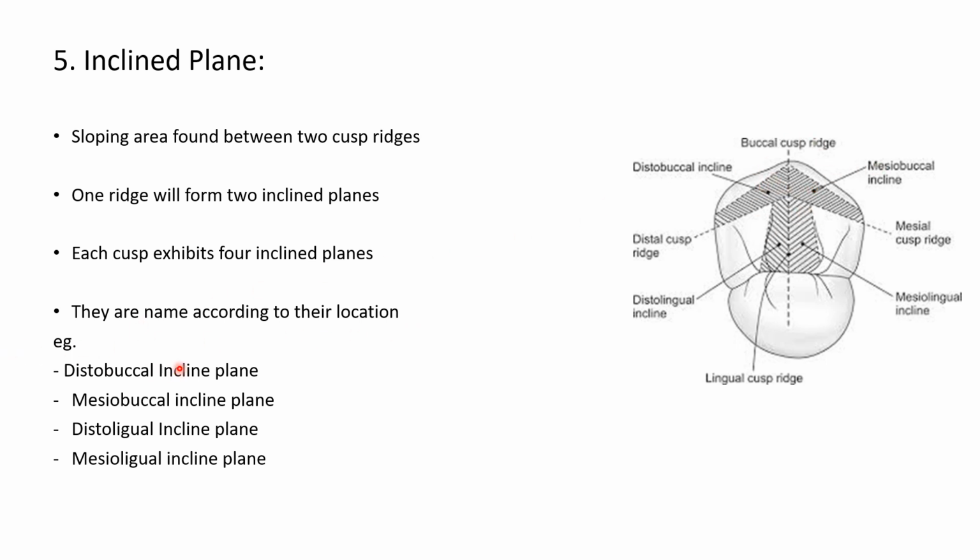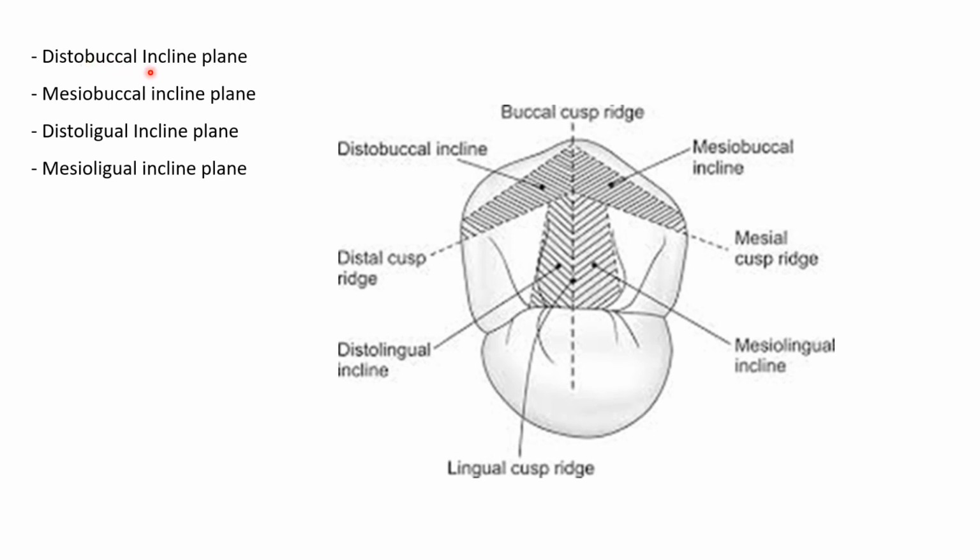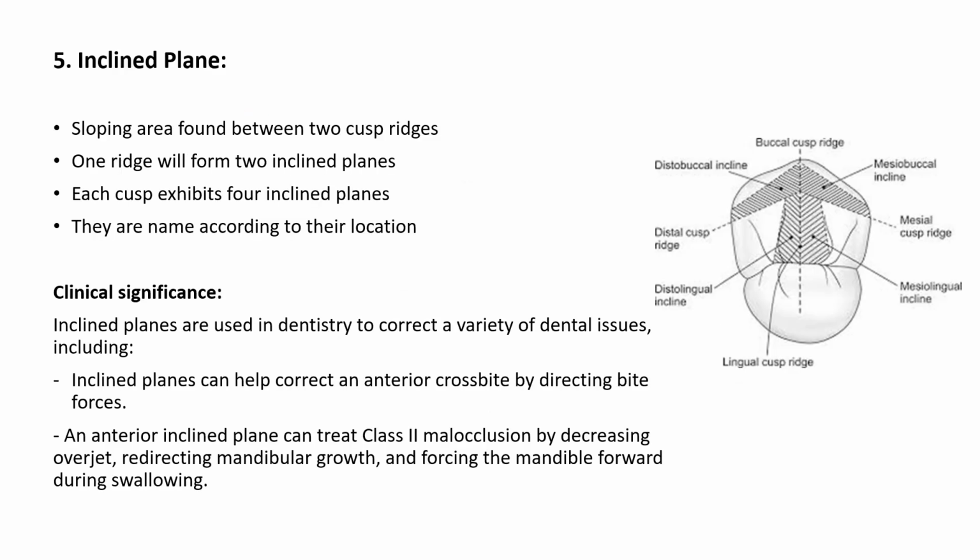Again, the name of this cusp ridge is given according to the location. So what are these locations? Distobuccal inclined plane. So this plane is the distobuccal inclined plane of the buccal cusp ridge. Mesiobuccal inclined plane of the buccal cusp ridge. Distolingual inclined plane of the buccal cusp ridge. And mesiolingual inclined plane of the buccal cusp. So this is an example of the inclined planes.